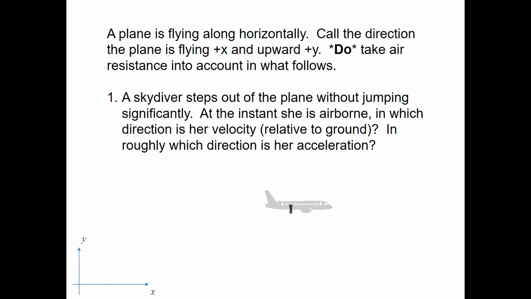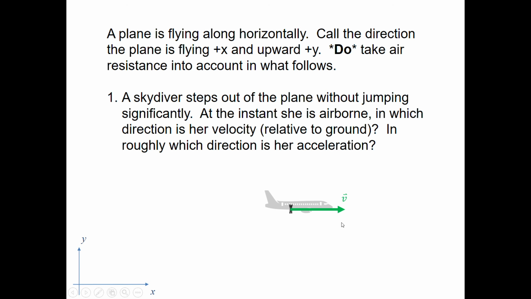Okay, so as she steps out of the plane, all of a sudden the plane was holding her up and keeping her from falling. So she certainly is going to start falling. Well, let's talk about her velocity first. As she steps out of the plane, she doesn't try to jump at all. At the instant she loses contact with the plane, she's still moving along with the plane. And so her velocity vector is going to be in the same direction as the velocity vector of the plane, which is in the plus x direction in this particular case.